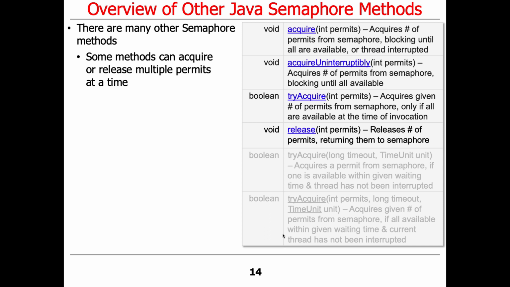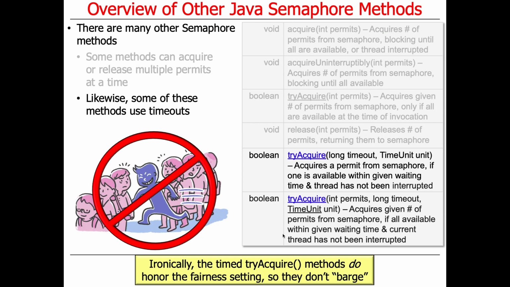Some of these methods can acquire and release multiple permits simultaneously. So we have acquire, acquire uninterruptibly, try acquire and release. Notice each of these takes a permit count. So you can wait to get n, or permits number of semaphores. And you can do that either interruptibly or uninterruptibly. You can try to acquire a certain number, you can release a certain number, and so on and so forth.